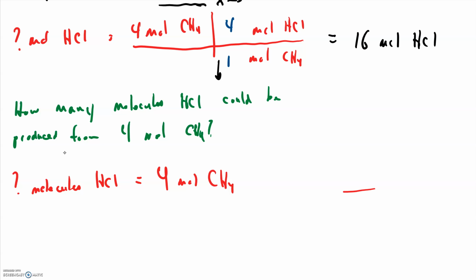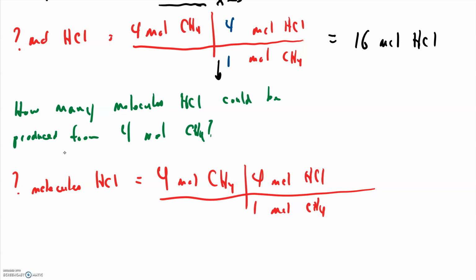This time, the conversion is going to look like this. The first thing we need to do is get out of moles of CH4 and get into moles of HCl. And of course, we know from the balanced equation that the ratio of HCl to CH4 is 4 to 1. So that hasn't changed. When we are going from moles to molecules, however, we want to remember, just like way back in chapter 3, that there are 6.02 times 10 to the 23rd molecules in 1 mole of anything. So let's bust out our fancy calculator.